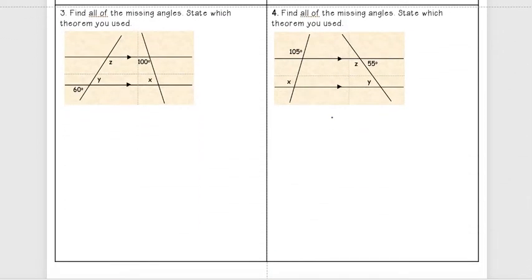Okay, so now let's look at one that's just a little bit different of a picture. So here I want to find angle X, Y, and Z. And I'm going to use my picture for that. So the first one that pops out to me is I see that 60 and Y are vertical angles. And so I know that Y is going to equal 60 degrees then.